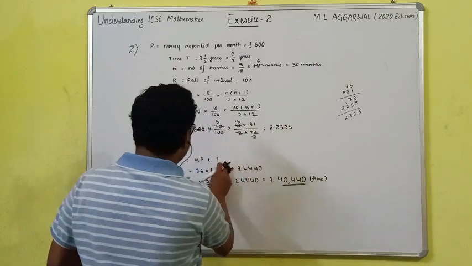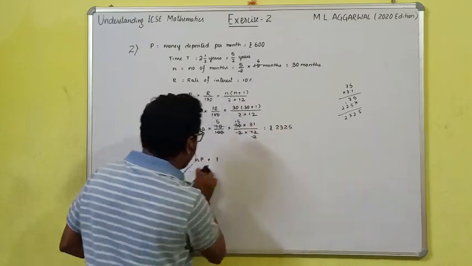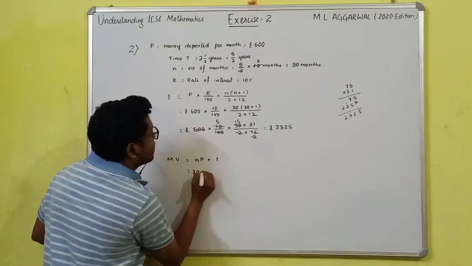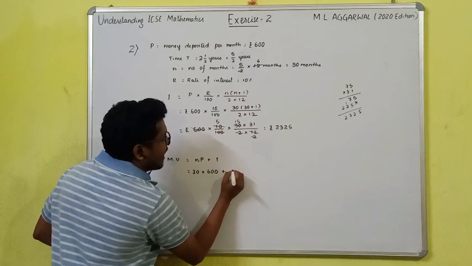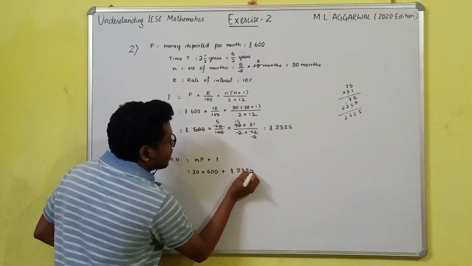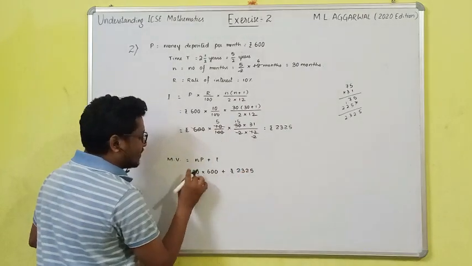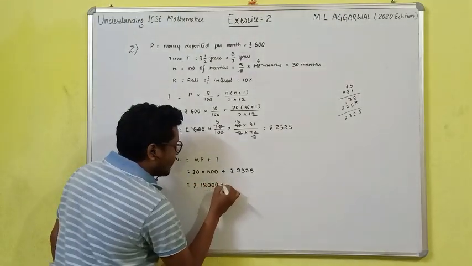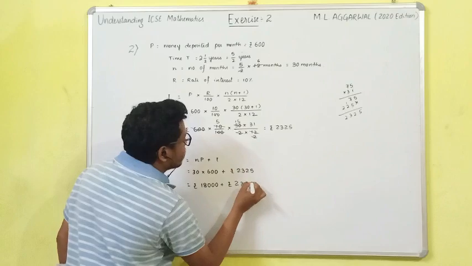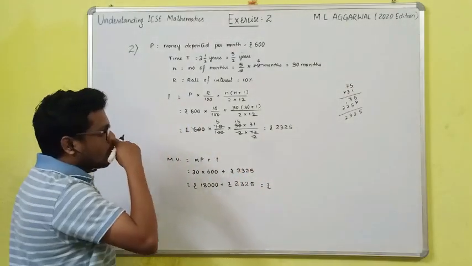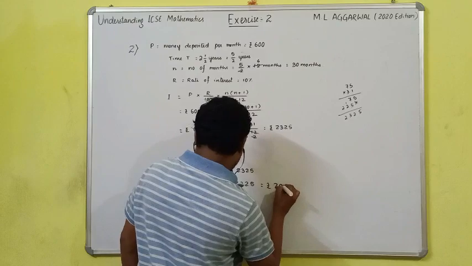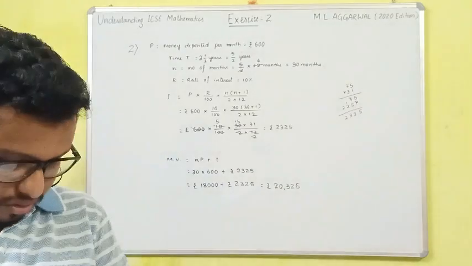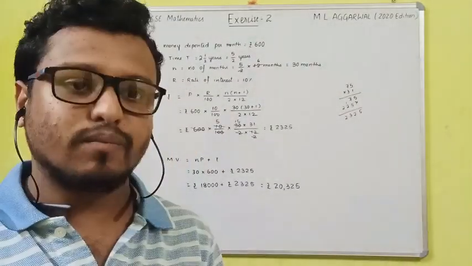So now again, what will be the n here? Maturity value you have to calculate. So maturity value is equal to n is equal to how much? 30 months, and each month 600 rupees. I is equal to 2325. So now go add this. So it will be 3 6 ja 18. So 18,000 plus rupees 2325. So here it will be equals to your 20,325. So this is all about your question number 1 and question number 2.